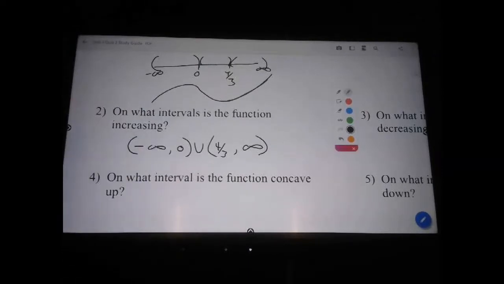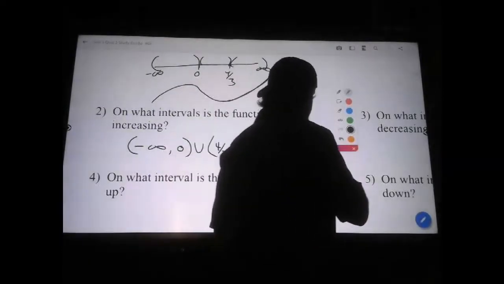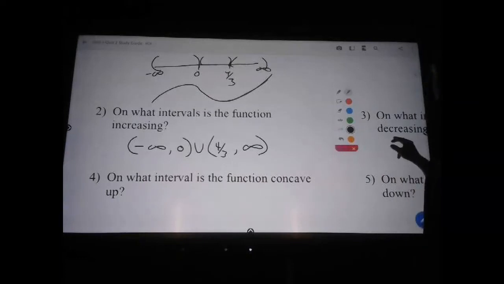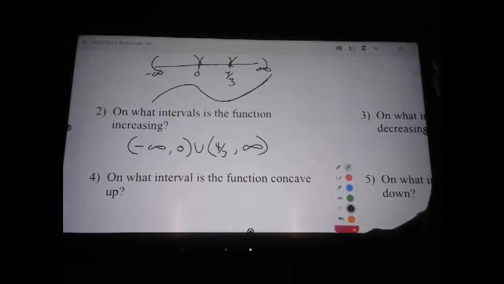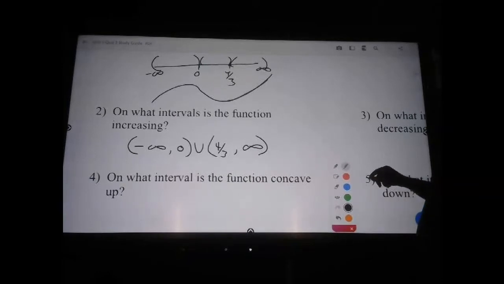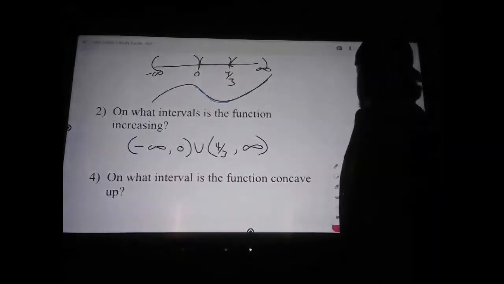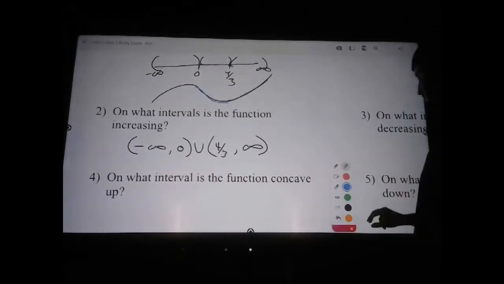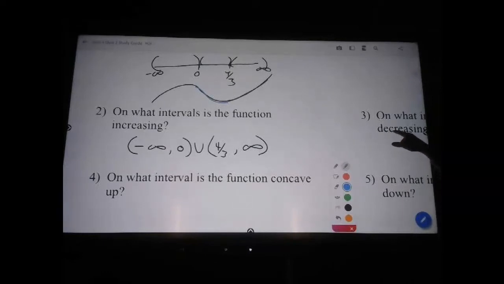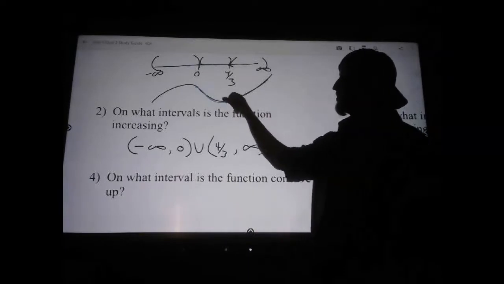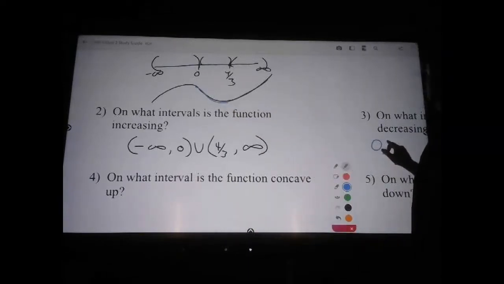Whereas the next question over here, where is it decreasing, would be this region here. So you can't see the whole question right now. Maybe I can minimize this. No, I can't do that right now. But anyway, number 3 says, where is it decreasing? So that would be from 0 to 4/3.